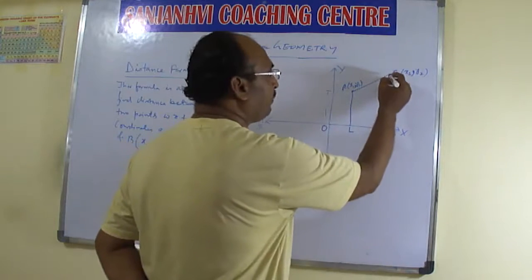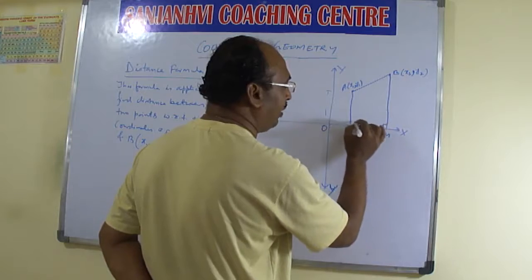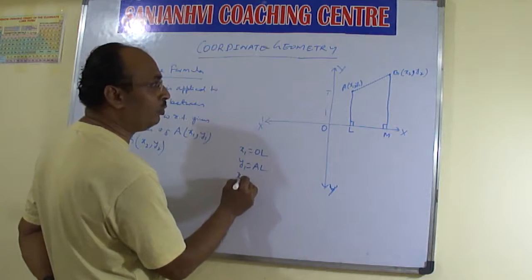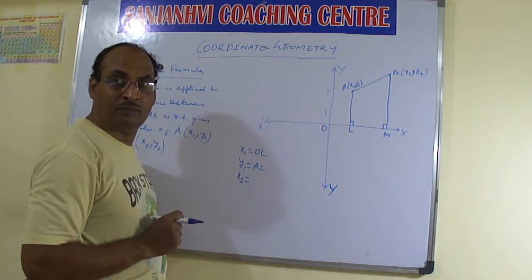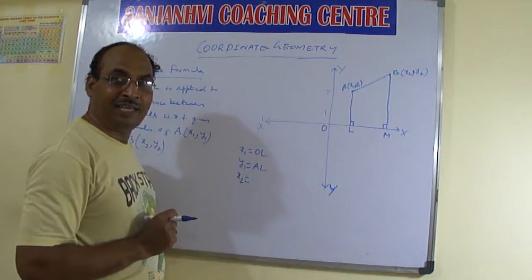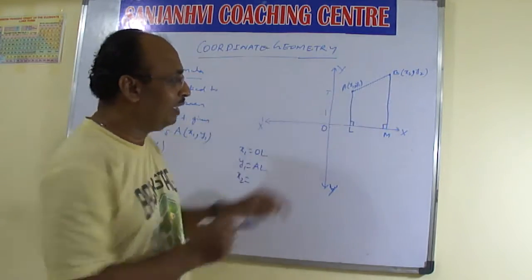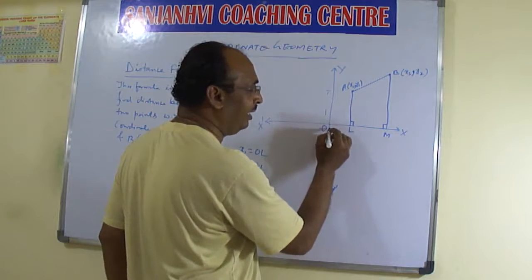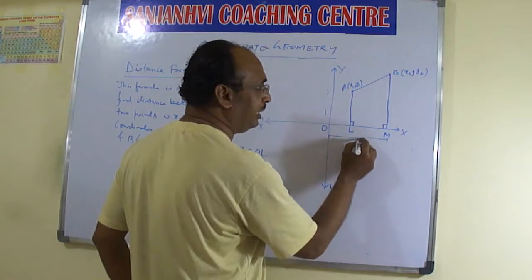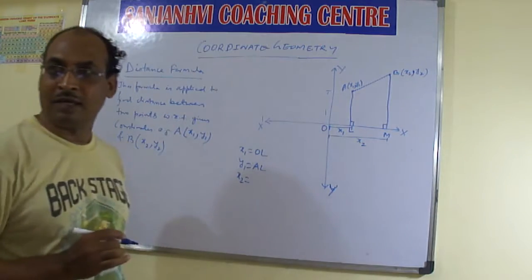Now for this point B, suppose you are drawing a perpendicular here, and this is M. So in that case, x2 is equal to what? From here to here, this distance is OM. So this distance will be x2, and this distance was x1. Correct?